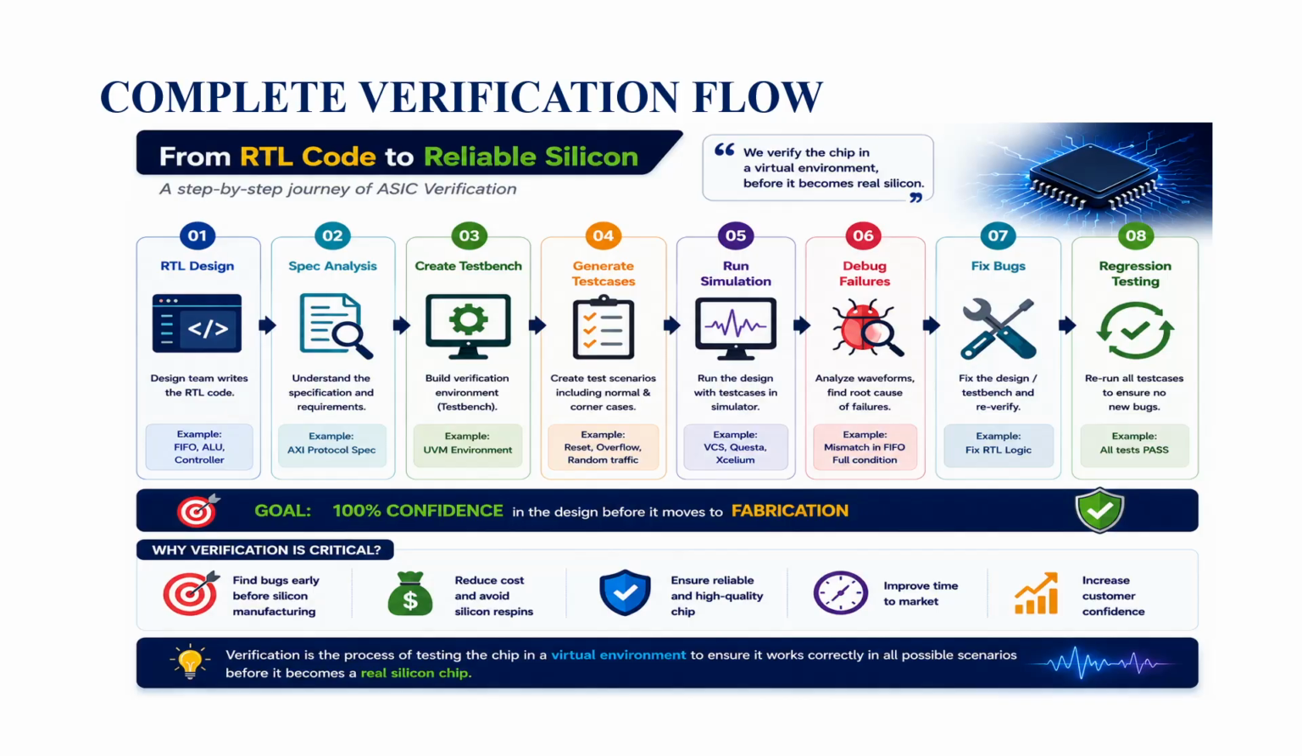Okay, this is the entire complete verification flow. How is it important? In this flow, we find the bugs and resolve them, so it reduces the cost of costly silicon bugs, and it ensures the quality of the chip. We also get the customers' trust, and customers get confidence in the products. Okay, this is how verification plays a major role in the chip manufacturing process.